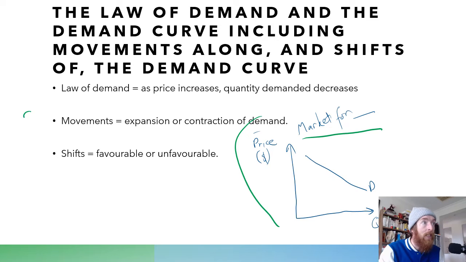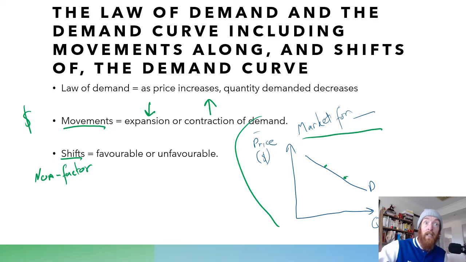Whenever the selling price changes, it's going to lead to a movement, which is only going to lead to an expansion if price falls, or a contraction if price increases. Expansion means quantity demanded increases, contraction means quantity demanded decreases. You're just moving from one point on this line to another point on this line. Shifts are when any non-price factor comes into play, and that's going to cause favorable or unfavorable shifts. Things like advertising, etc., we're going to look at on the next slide.